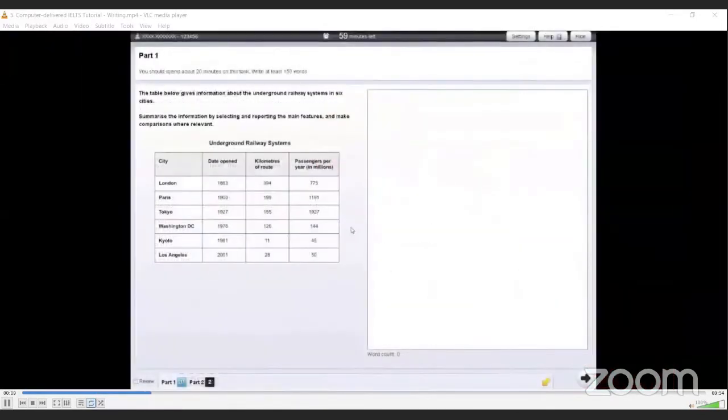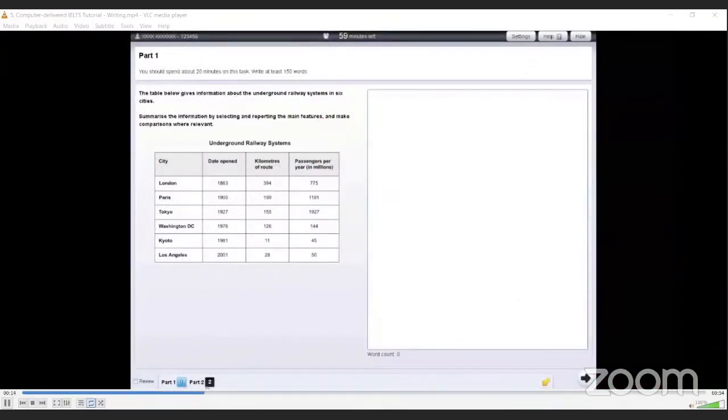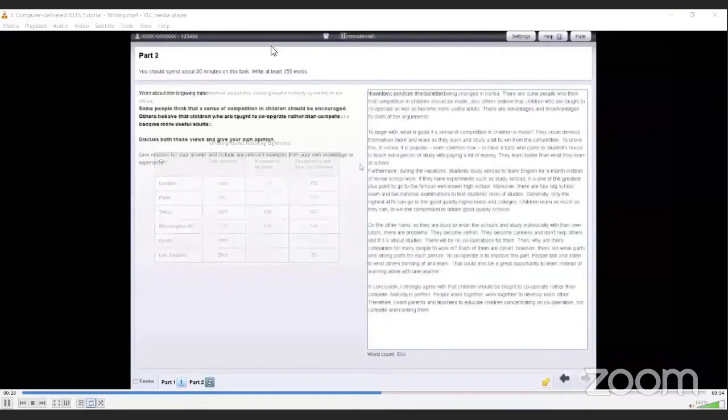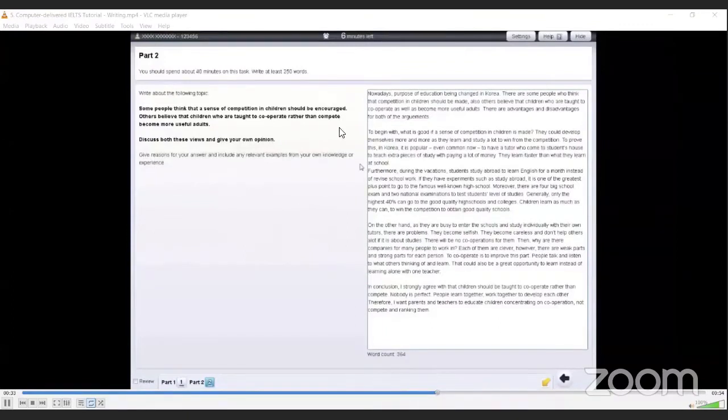There are two parts to the writing test. Part 1 and Part 2. You can answer the parts in either order. You write your answer in the space on the right of the screen. Your answers are saved automatically. You do not need to press Enter on your keyboard.